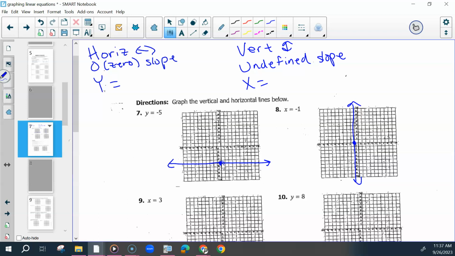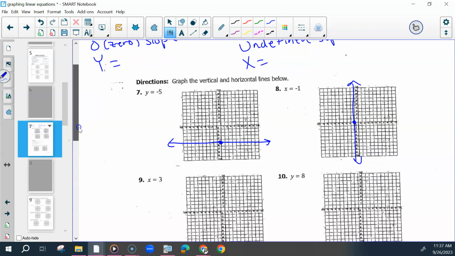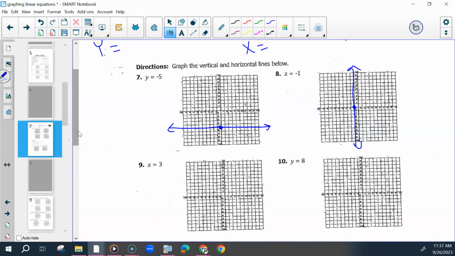The best of your ability on the graphs. I know they're a little small. Do number 9 and number 10.